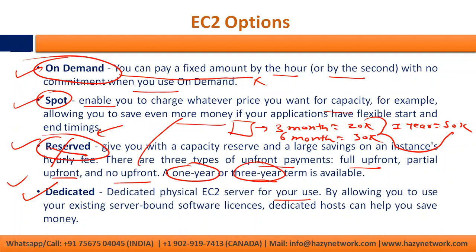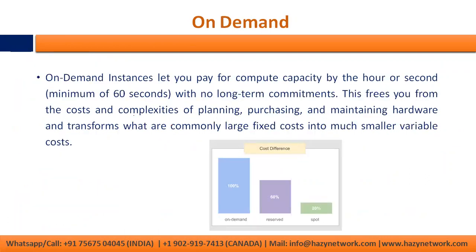Correct. So here, these are the types of EC2 instance. If you are a cloud engineer, which kind of EC2 instance do you want? Here I've mentioned everything in detail. You can see this is on demand. On demand means 100%, reserved means 60%, and spot means 20%. Correct, this is whatever we have discussed.